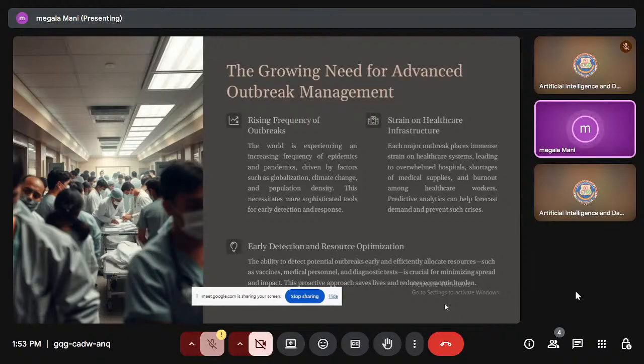And the third one is early detection and resource optimization. So in this case, it is very important that we identify early detection. Nowadays most people have many symptoms, and immediately there is no need to go to the hospital. Immediately, with basic knowledge, you can just refer to ChatGPT and ask what the symptoms are, what we are predicting, right?